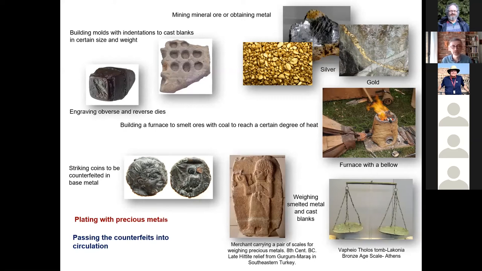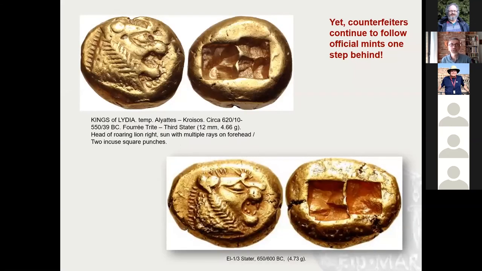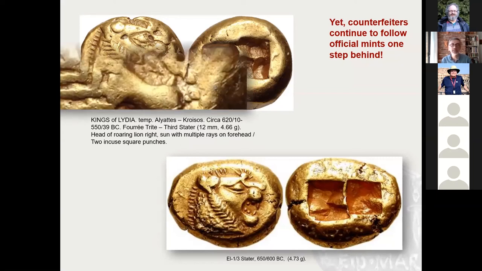It's not a small job. It's a very, very sophisticated process, even though it looks quite doable. I've always suspected that counterfeiters were not ordinary people, and if not the mint workers themselves, yet counterfeiters continue to follow official mints one step behind, I say. So the Lydian kings decided to use their symbol on the coins, and the counterfeiters simply followed them.